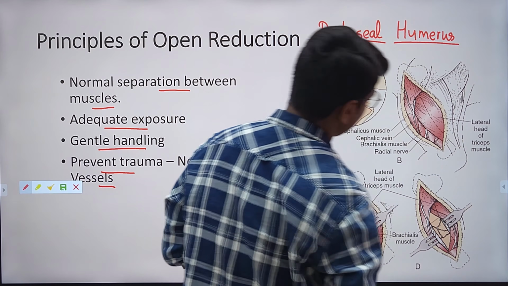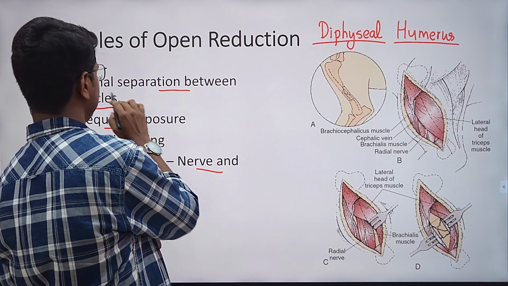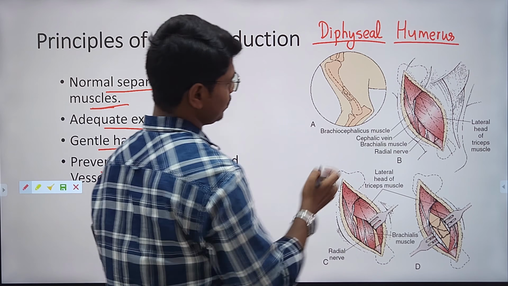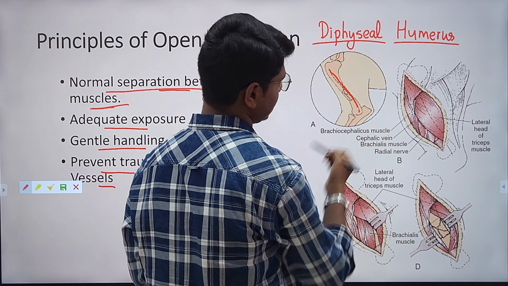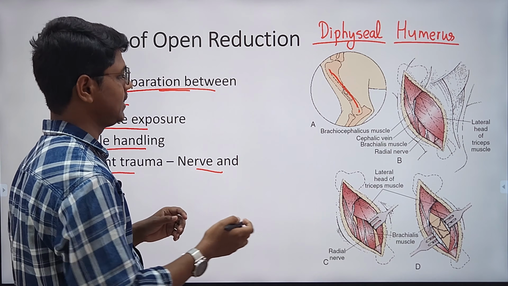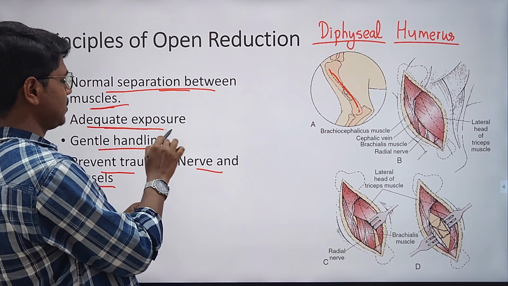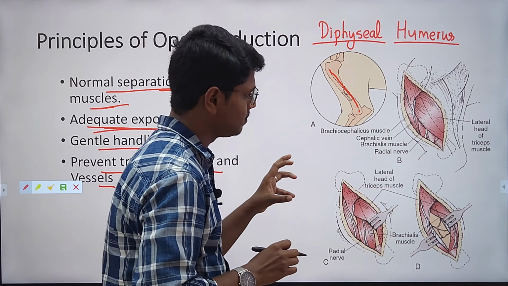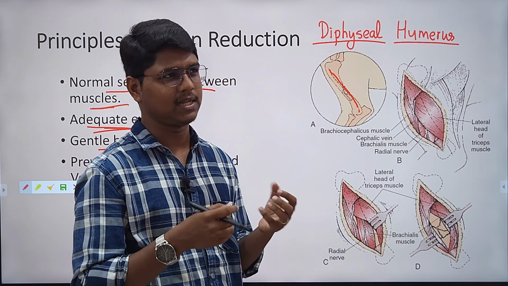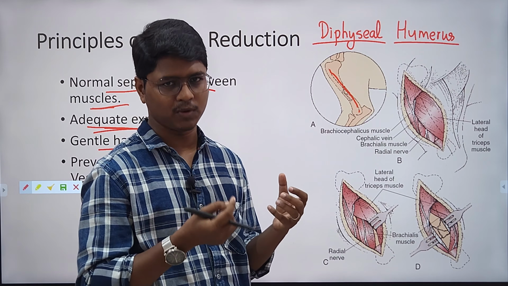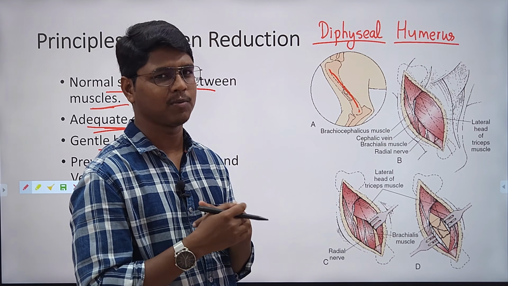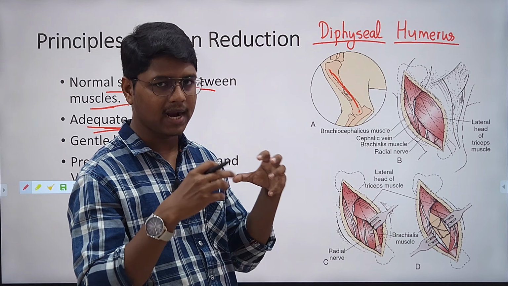How can we approach the humerus? The first one is the normal separation between muscles. You have to go through the normal separation. So you give an incision over the diaphysis of this particular humerus, left or right side. Regarding adequate exposure, the principal motto behind an incision is adequate exposure. Some surgeons say that the bigger the surgeon, the smaller the incision, but I don't agree with that. Most surgeries you cannot perform with small incisions. You need adequate exposure.